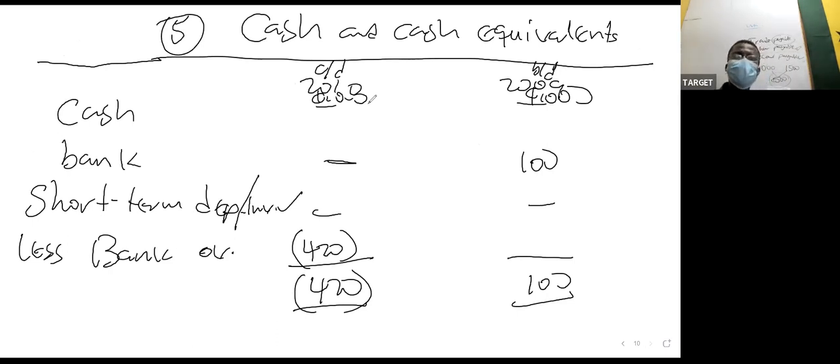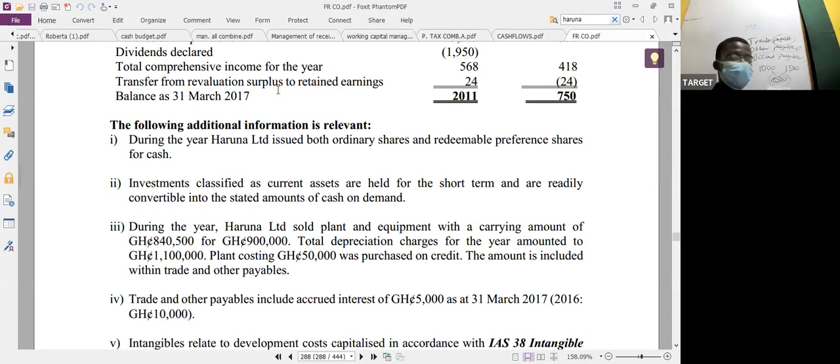Yes, you find a difference. You go to financing, positive. You are done. Proceed from issue of what? Shares. So write issue of shares. Ordinary, the difference, put it there. Preference, difference, put it there. You are done.